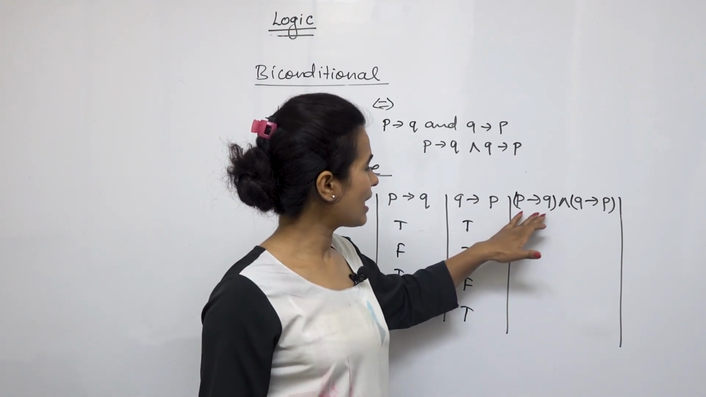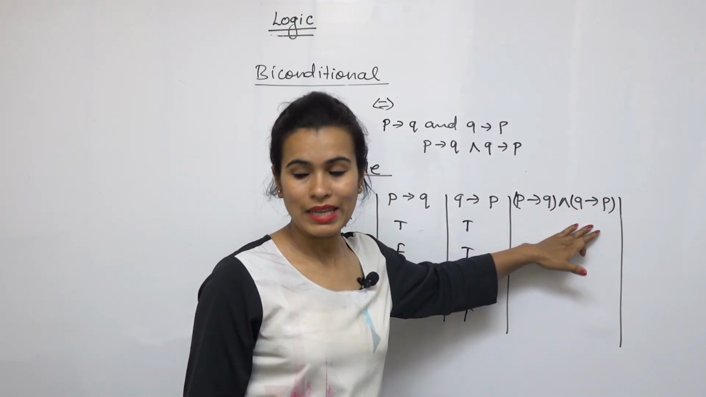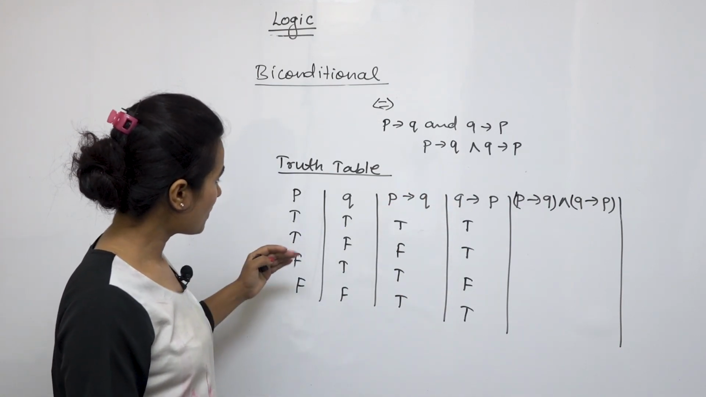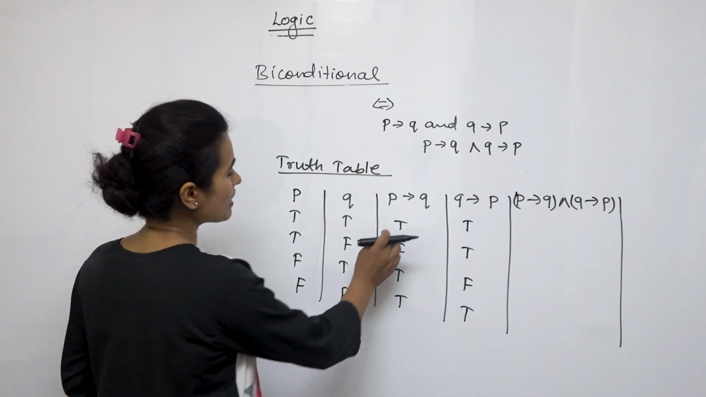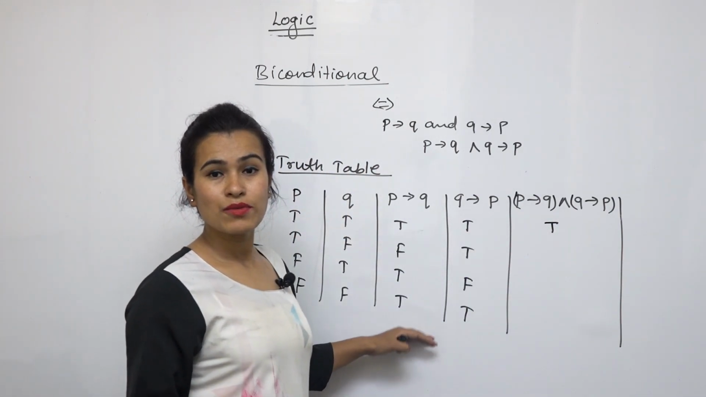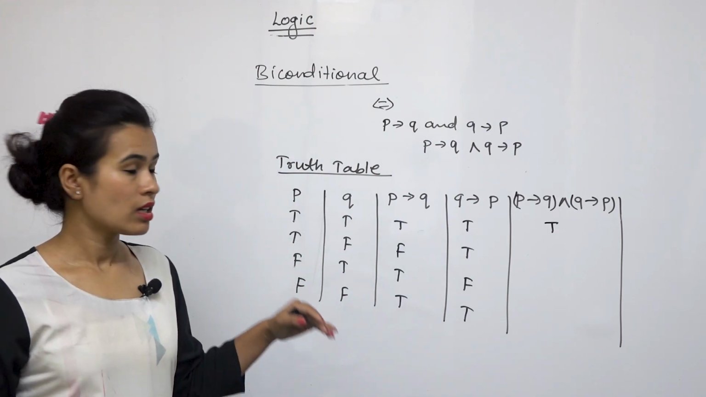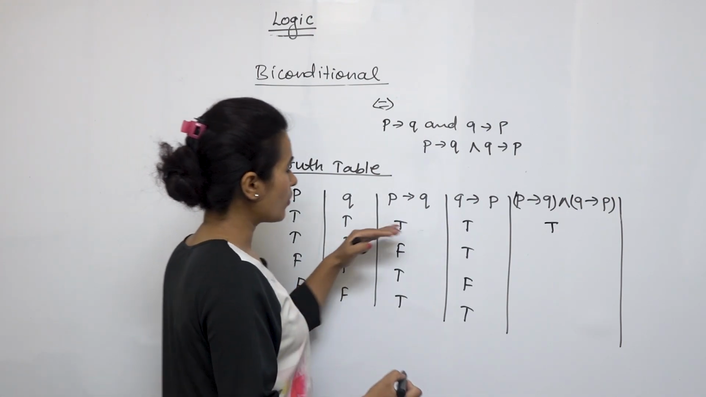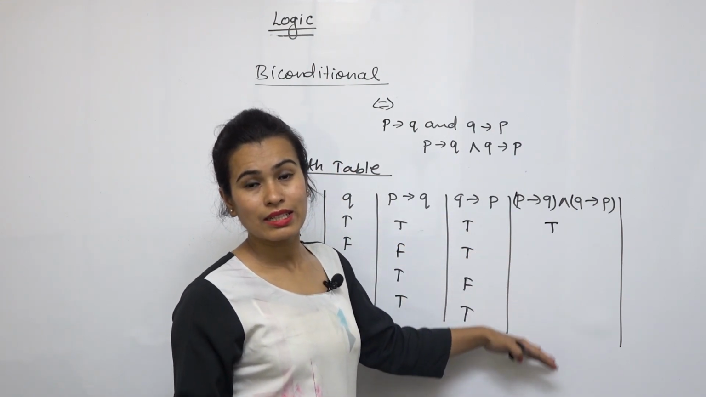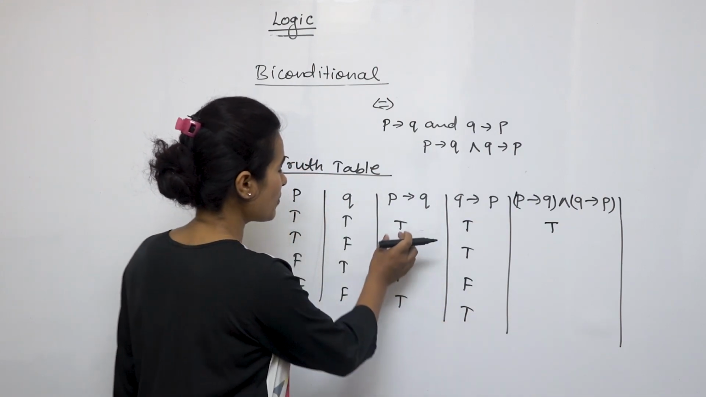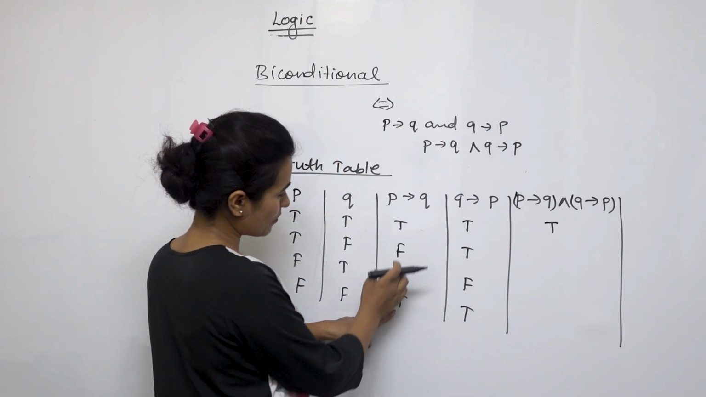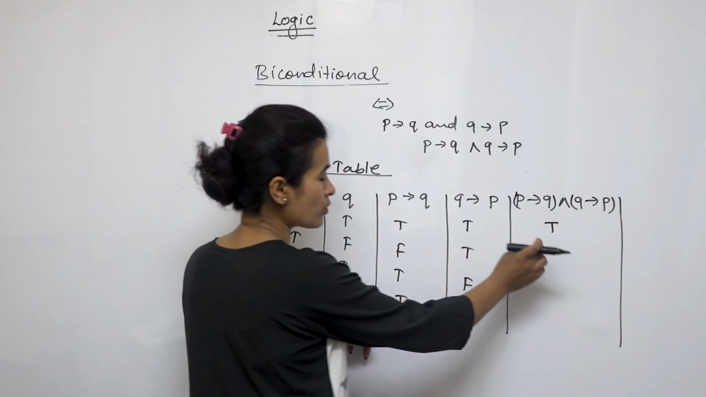We have to do P then Q and Q then P. In P then Q and Q then P, when both results are true, the conclusion is true. If both results are false, then also the conclusion is true. If the hypothesis is true and the conclusion is also true, true. If the hypothesis was false and the conclusion was also false, we could write true.